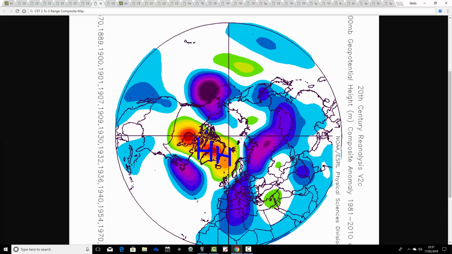So we keep that strong blocking pattern going over Greenland and close to Iceland for these Mays, and then we keep the below average heights going to our east, and we remain, I would have thought, on the cold side of the jet doing something rather like that. So it's interesting the difference there between the two different kinds of Februaries.